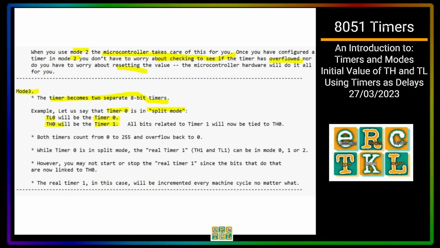So that's not the real timer 1. Listen to me, look at me. This is timer 0, 16 bits.